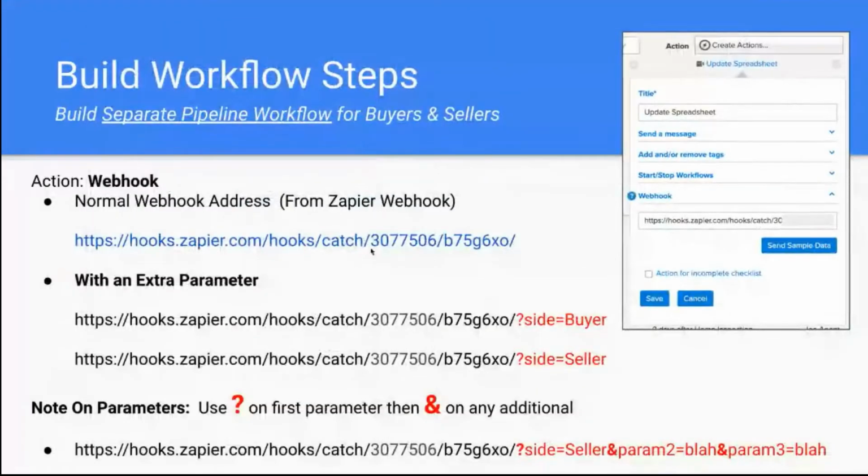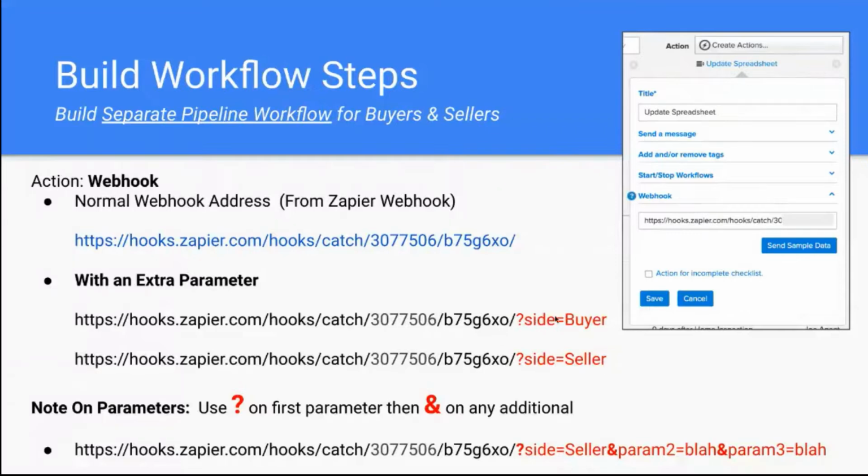I said, okay, the normal parameter, the normal webhook URL is this big long string of things. I'm going to add an extra parameter on there. I'm going to add with a little question mark. I'm going to say, okay, for my workflows that I'm dealing with the buyer, I want to put side equals buyer as a parameter. For the workflows that I'm dealing with the seller side, I want to put a question mark, side equals seller.